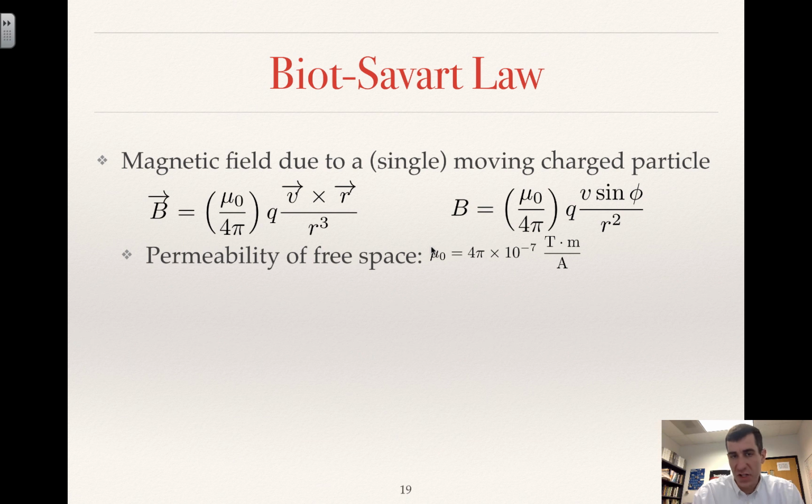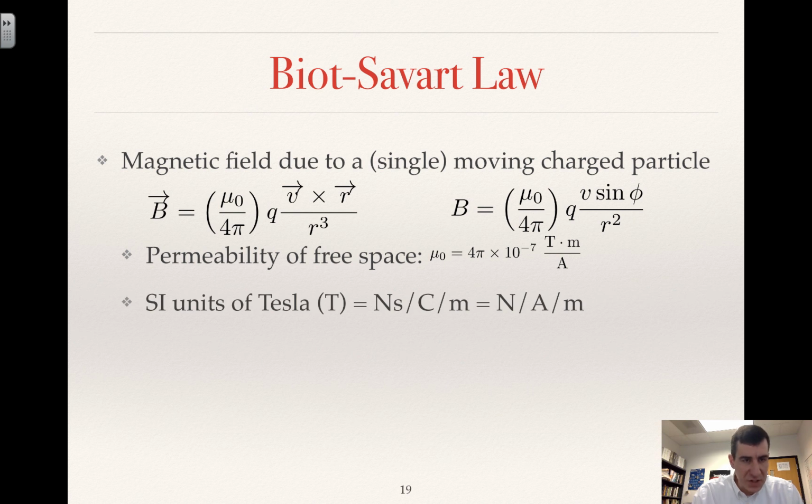So mu naught is just a constant, similar to what we had with epsilon naught when we were dealing with electrostatics. The value is 4 pi times 10 to the minus 7 Tesla meters per amp. You could ask why mu naught has a 4 pi on it, and because then we divide by a 4 pi, I guess it just boils down to where you want to throw your factors of pi when you're writing these magnetic field equations.